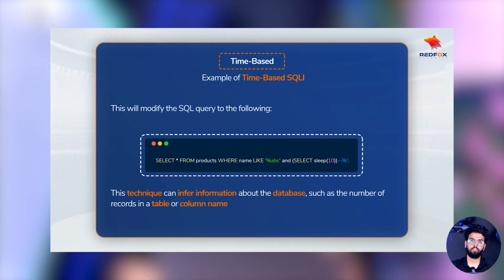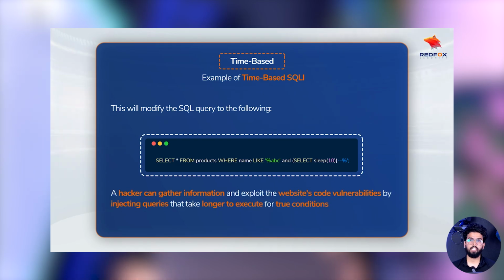This technique can infer information about the database, such as the number of records in a table or a column name. An attacker can gather information and exploit the website's code vulnerabilities by injecting queries that take longer to execute for true conditions.